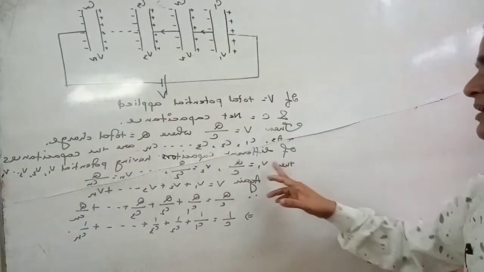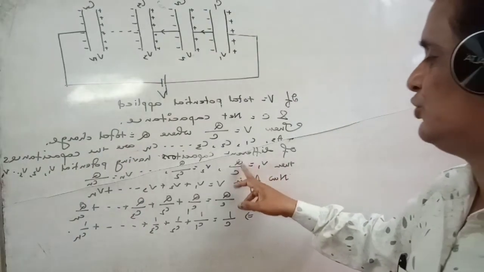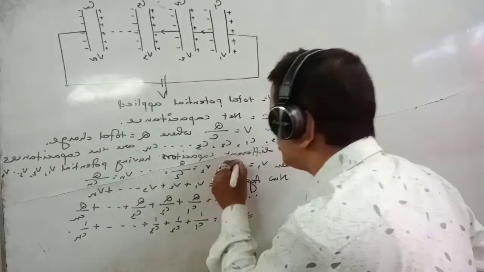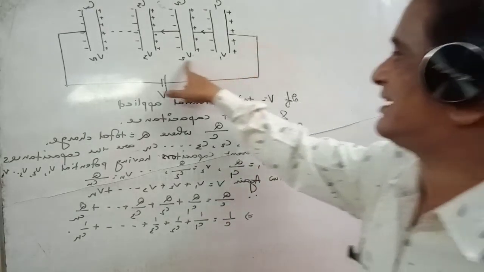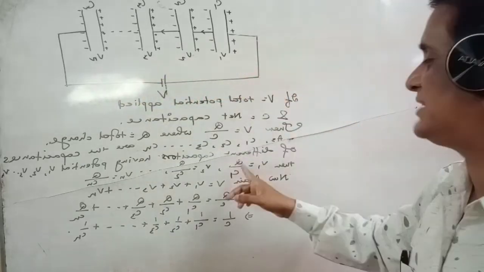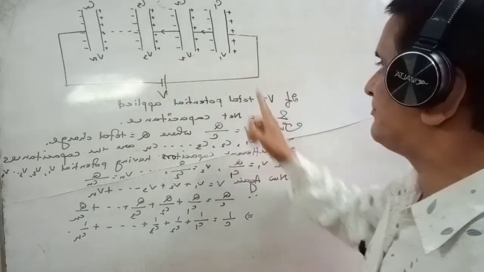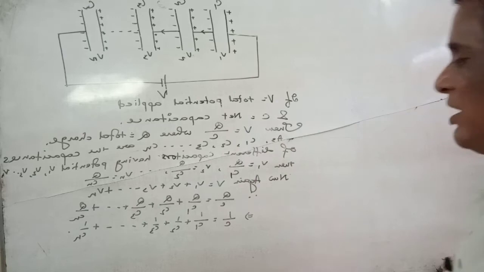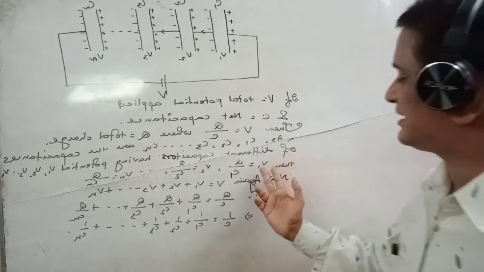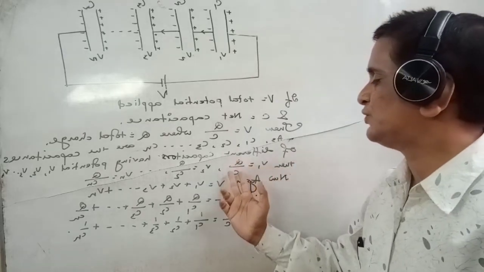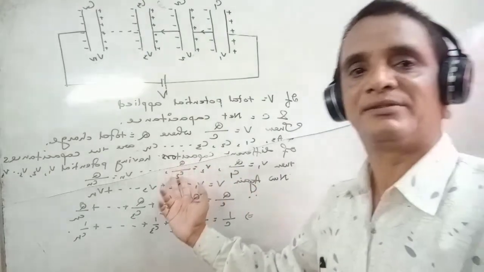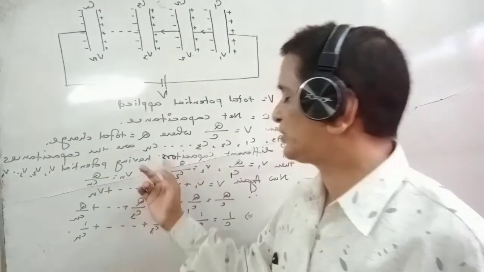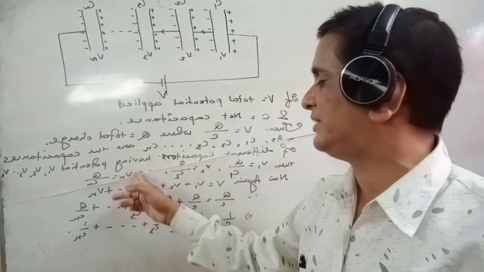Then you can say V1 equals Q by C1. Why Q by C1? Why not Q1 by C1? Because as it is connected in series, the charge always remains the same, but the potential will not remain the same. So we have V1 equals Q by C1, V2 equals Q by C2, V3 equals Q by C3, similarly Vn equals Q by Cn.